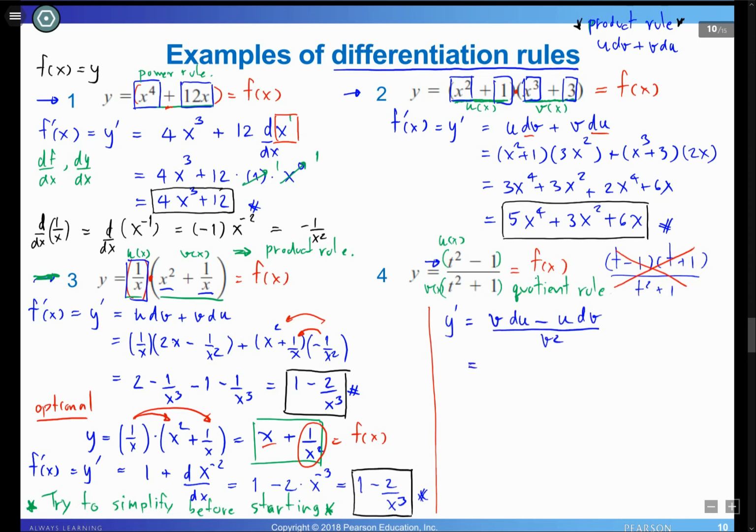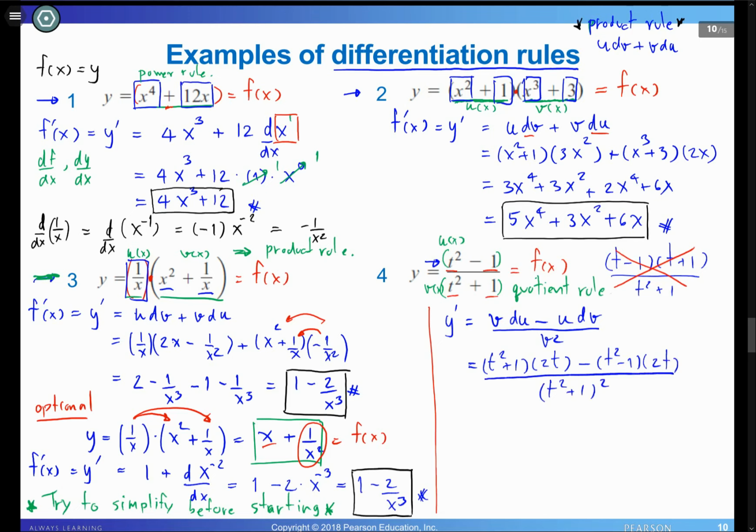So equal to, now v, the denominator, we have t squared plus 1. Now du, we are supposed to differentiate the numerator one by one. So differentiate t squared, we get 2t. And we differentiate minus 1, we get 0. Differentiate a constant, you get 0. Minus u, the numerator, t squared minus 1, times dv. Differentiate these one by one. Differentiate t squared, you get 2t. Differentiate plus 1, you get 0. So that's what you have for the new numerator. Now you need to divide this by v squared, and that is t squared plus 1 squared.